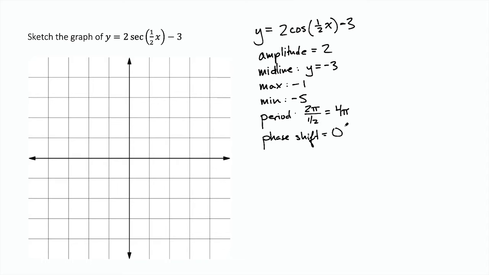Now I'm going to choose my scale, and I'm going to be careful about this. The period is 4 pi, so I'm going to make sure that fits. I'm just going to make each of these boxes a pi, so that'll be pi, 2 pi, 3 pi, and that's going to be 4 pi. And our maximum and minimum are -5 and -1, of the cosine.